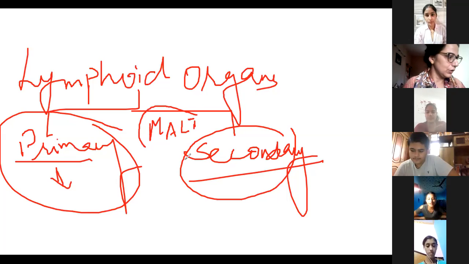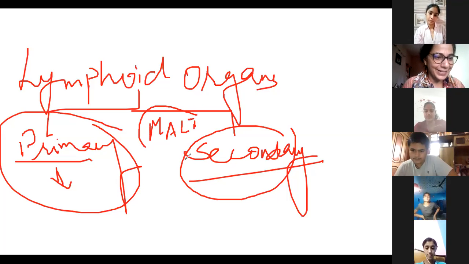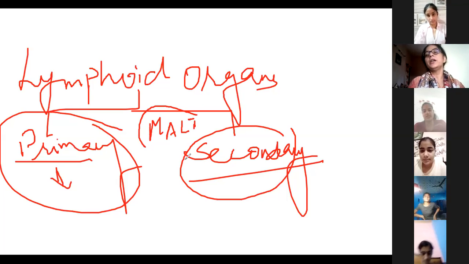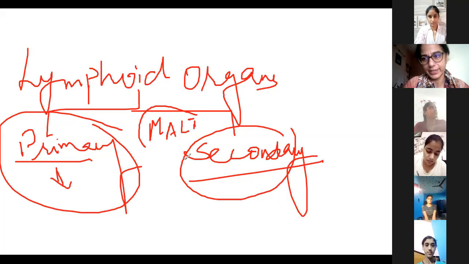50%. Okay. So lymphoid tissues are present near which linings in our body? Respiratory, digestive, and urogenital tract. Right. Fine. With this, your lymphatic system and all the immunity parts are done.